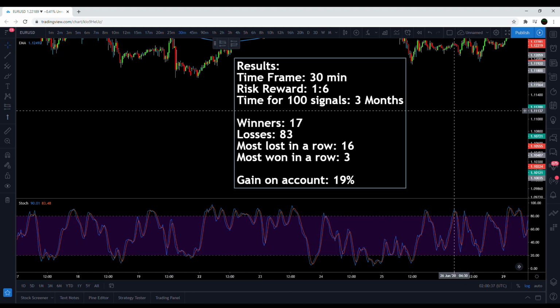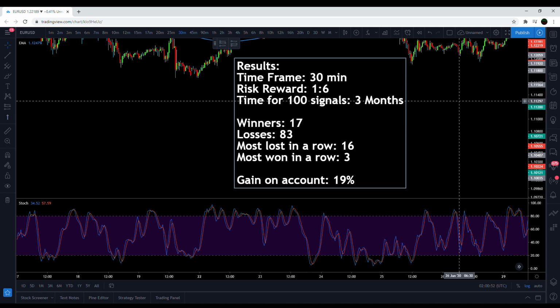The results are in after the 100 back-tested trades on the 30-minute time frame using a 1 to 6 risk-reward ratio. It took 3 months of price data to find the 100 signals, and there were 17 winners, 83 losses. The most lost in a row was 16, and the most won in a row only 3.